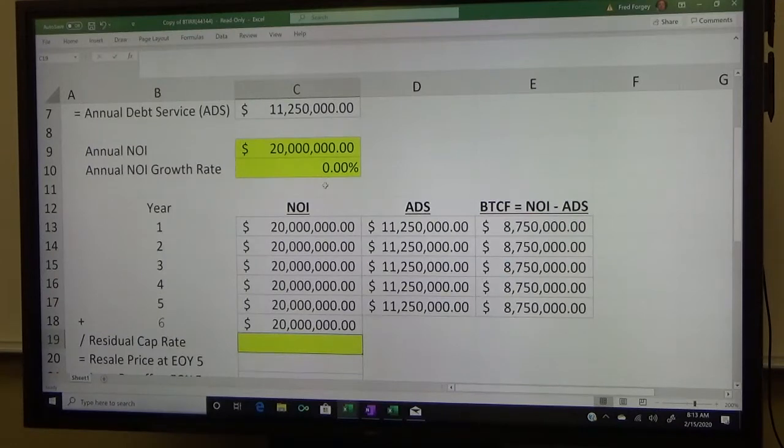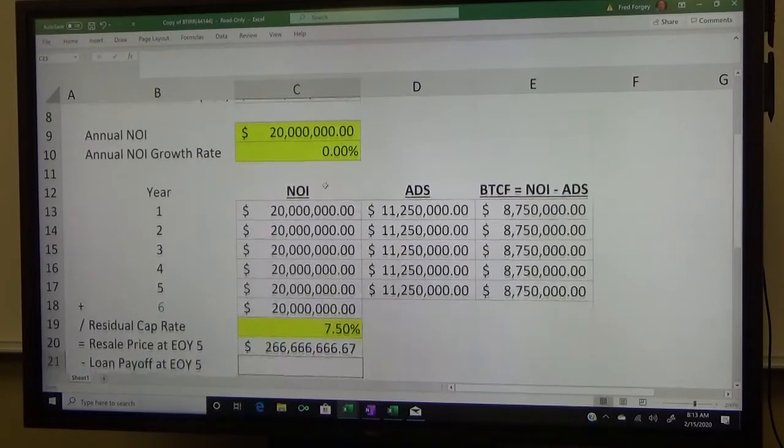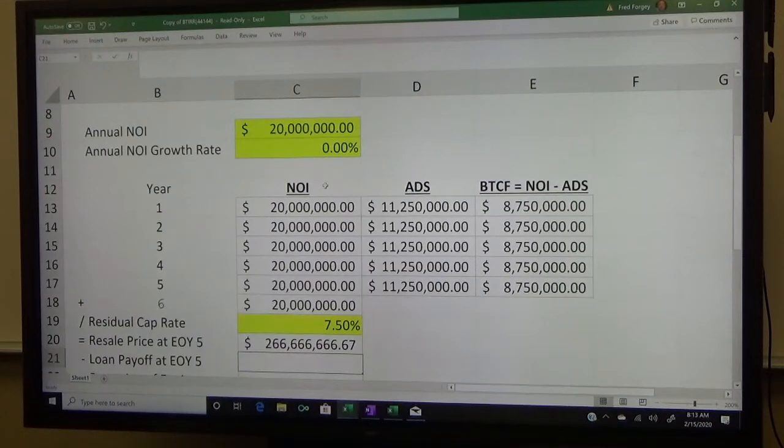We don't need the before tax cash flow for year 6, all we need is the NOI because that's what we're going to be using with the cap rate. In this case, we've got a cap rate of 7.5%. To apply that, all we're going to do is take whatever that year 6 net operating income is and divide it by the cap rate, and we should end up with the resale price at the end of year 5 of $266 million. Everybody good with that? Yeah. Okay.